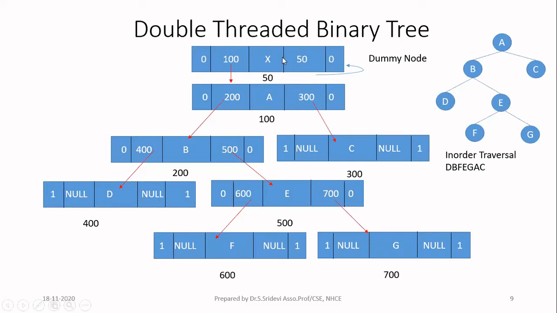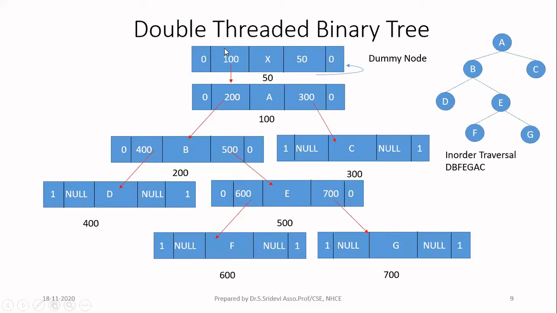Now we are creating a dummy node. In case of the dummy node, we are going to represent the data as some variable. Let us assume that I represent it as X. And I will make the dummy pointer point to the root node of the tree. For that, I need one pointer.